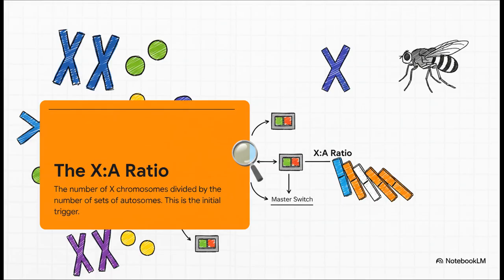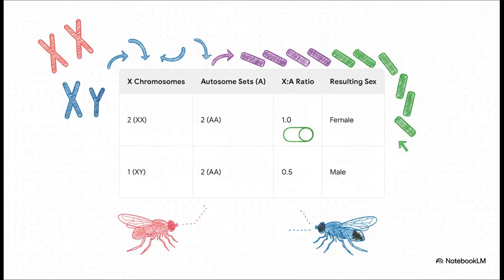The cell literally counts its X chromosomes and then compares that number to how many sets of autosomes it has, the non-sex chromosomes. This ratio, what we call the X to A ratio, is what determines which path the fly is going to go down. So let's see how this math actually plays out.